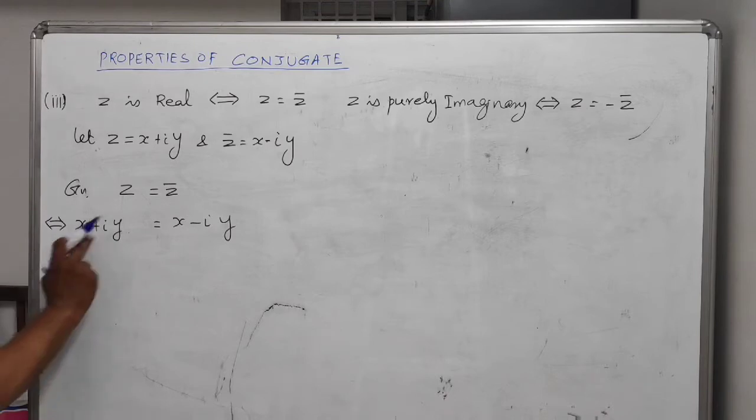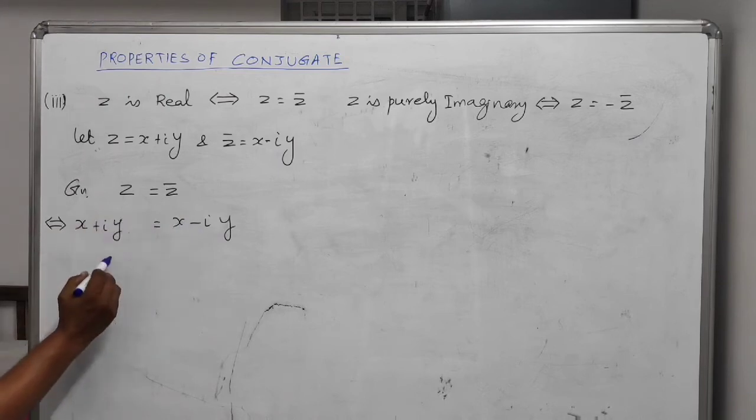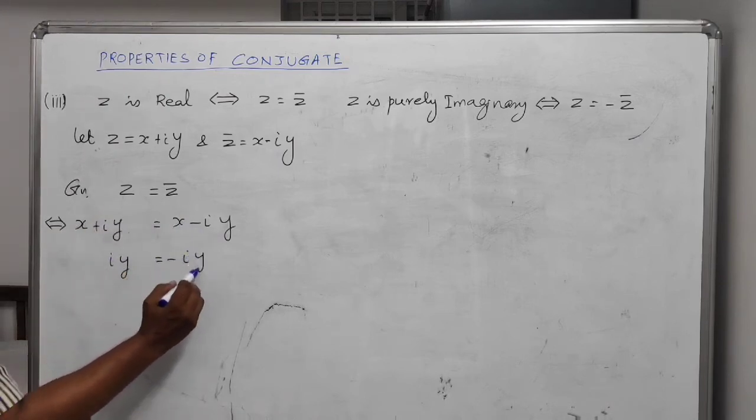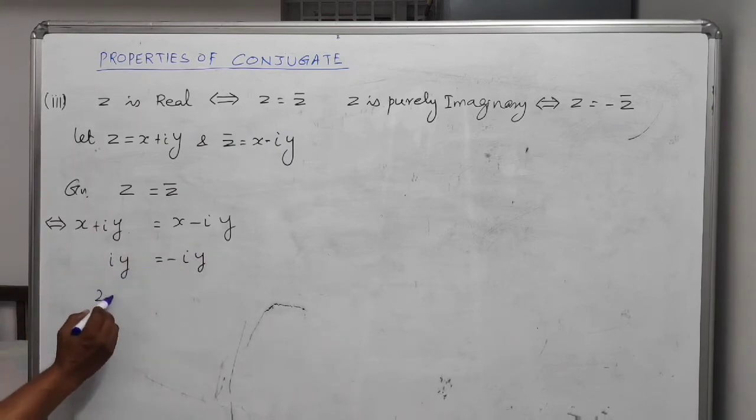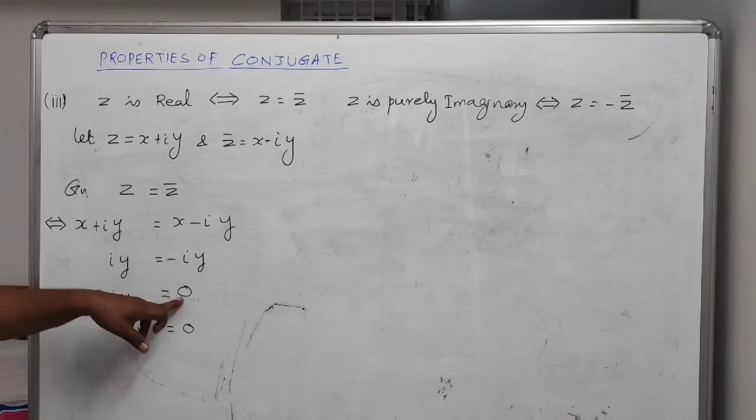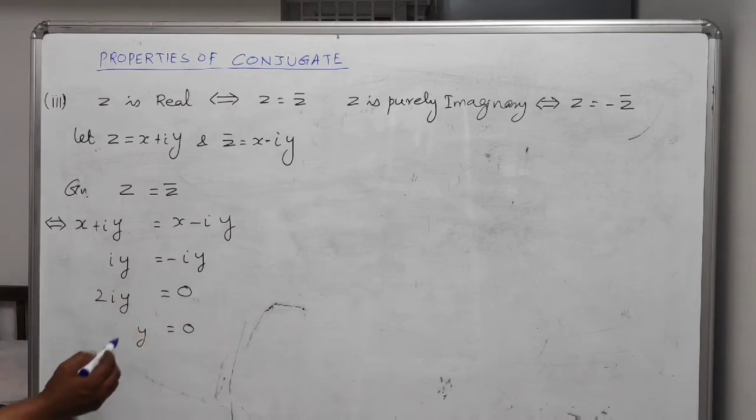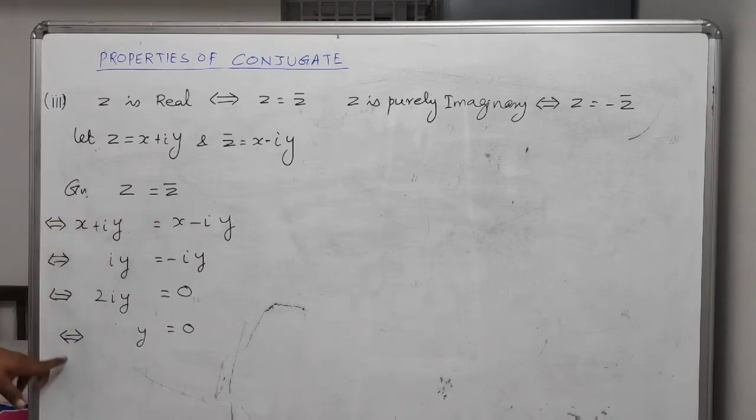Now here, this x and this x get cancelled, so you can write iy is equal to minus iy. You bring this minus iy to the left hand side. Here also you have one iy, so totally you have 2iy is equal to 0. Now from this, we can say y is equal to 0, because 2i is not equal to 0. Hence 0 by 2i gives 0 only. For all this we have to write the if and only if condition. Therefore, z equal to z bar if and only if y equal to 0.